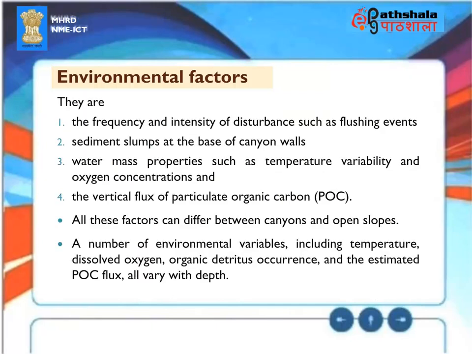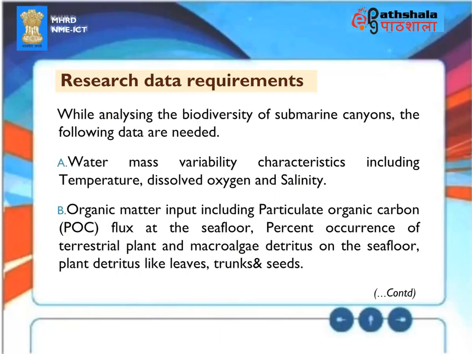They are the frequency and intensity of disturbance such as flushing events and sediment slumps at the base of canyon walls, water mass properties such as temperature variability and oxygen concentrations, and the vertical flux of particulate organic carbon, POC. All these factors can differ between canyons and open slopes. A number of environmental variables, including temperature, dissolved oxygen, organic detritus occurrence, and the estimated POC flux, all vary with depth. Research data requirements. While analyzing the biodiversity of submarine canyons, the following data are needed.